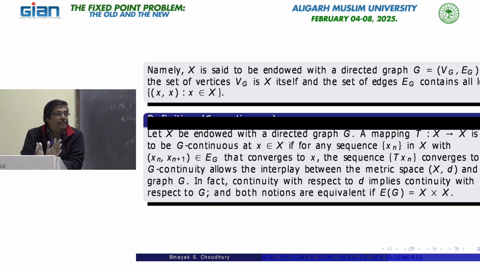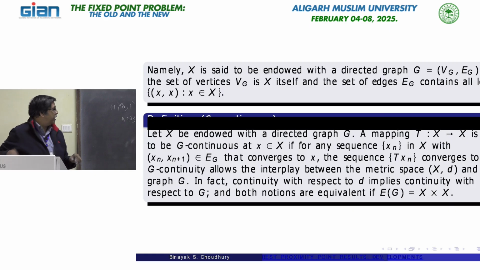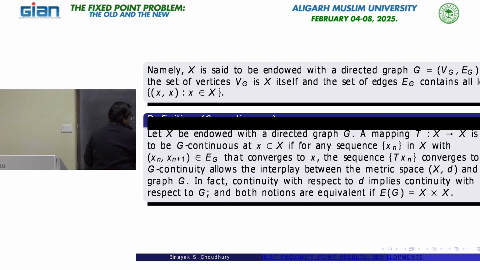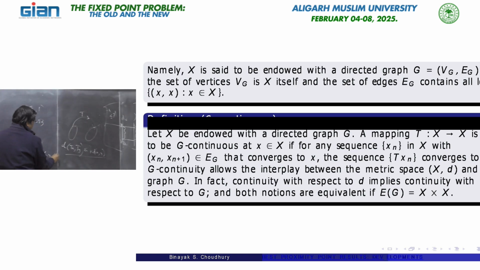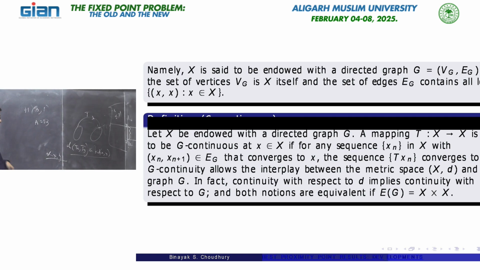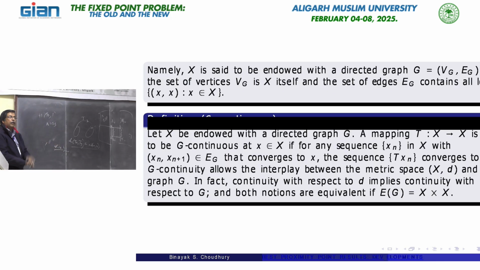The main idea is that if we are looking into the traditional proofs of Banach contraction mapping theorem, d(Tx, Ty) is less than or equal to k times d(x, y). We assume it for all x, y. There is no need to assume it for all x, y.